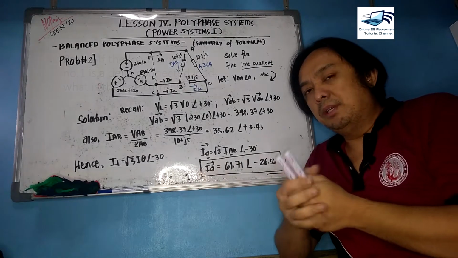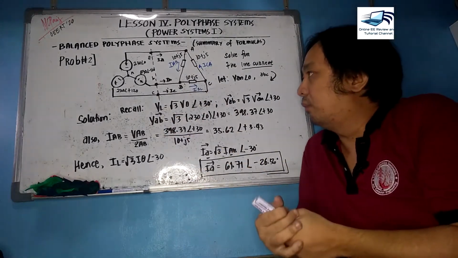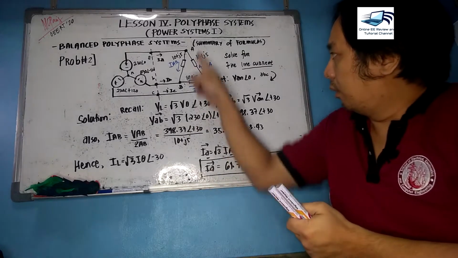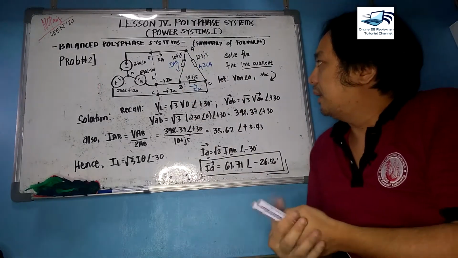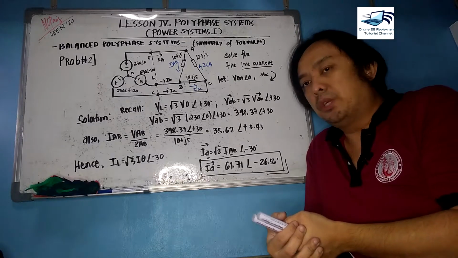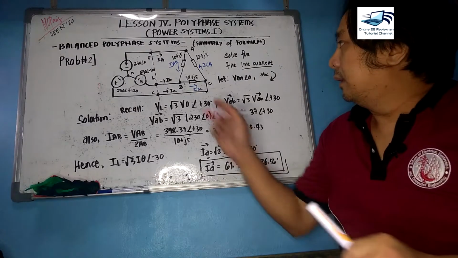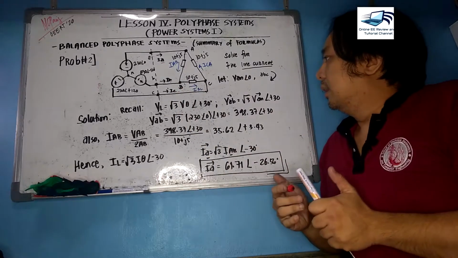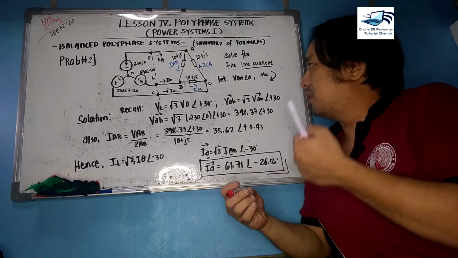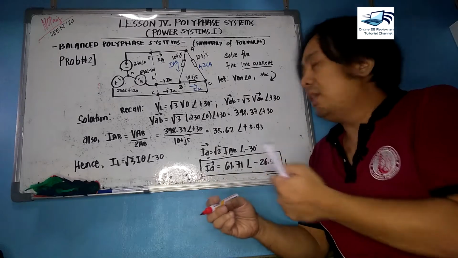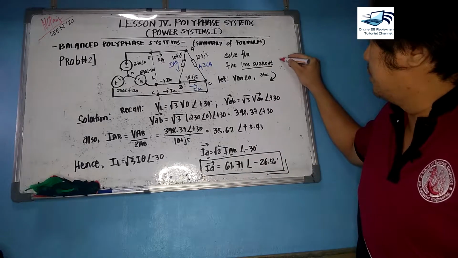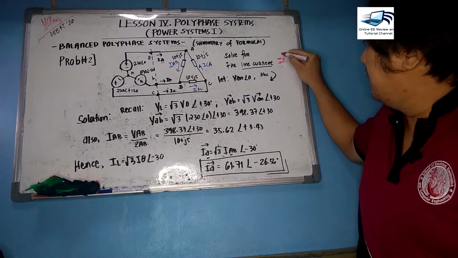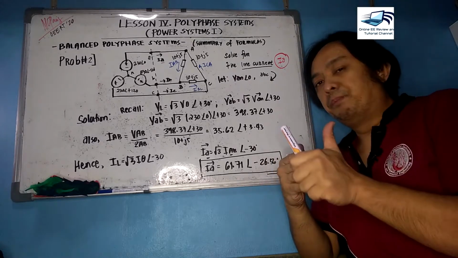So what I did is, this is the same diagram as before in problem number 1, but the only difference is the load becomes 10 plus j5. Our main goal is to get either of these currents, IA, IB, or IC. Since our main objective is just the line current, it can be IA, IB, or IC. So specifically, I will solve the current IA for this purpose.